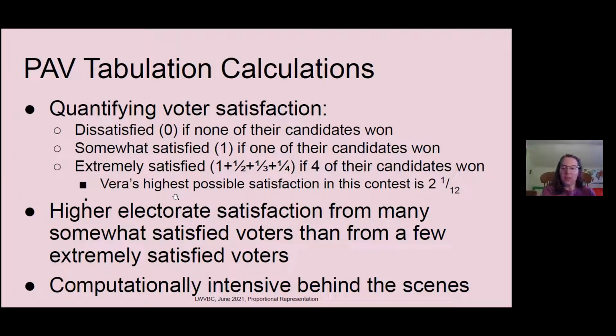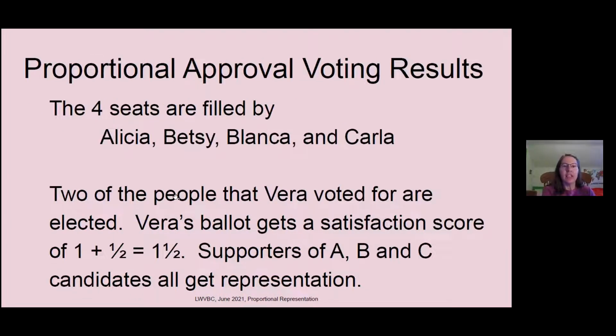Okay, so the winners are Alicia, Betsy, Blanca, and Carla. You can see that all of the 3 factions got some representation, and Vera's ballot gets a satisfaction score of 1 + 1/2 because 2 of the people that she voted for are elected. So let's wave our magic wand again.